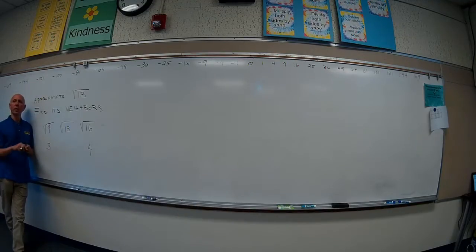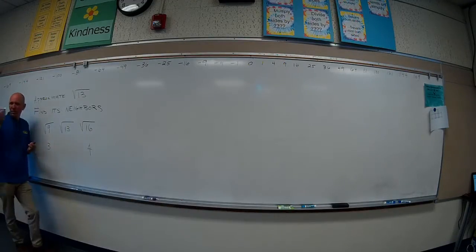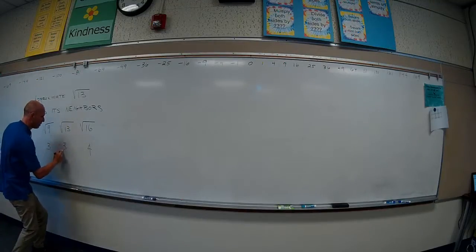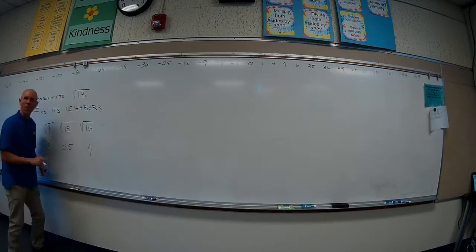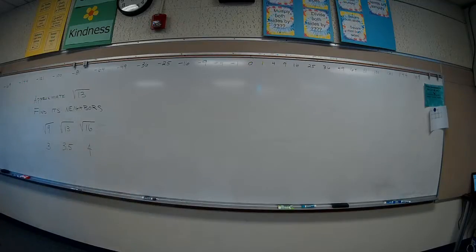Sam, what would you put it at? 3.5. 3.5, 3.6, 3.4, somewhere there. But let's just put it at 3.5. That's a close enough estimate for us. We don't have to be perfect. We just want to get close. So now we know Mr. Square root of 13 is about 3.5. It's close enough.